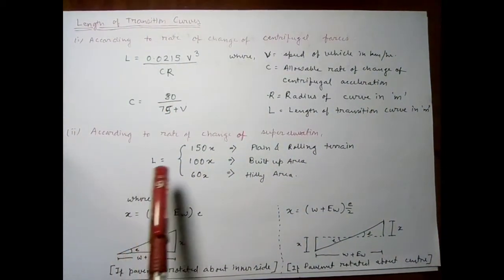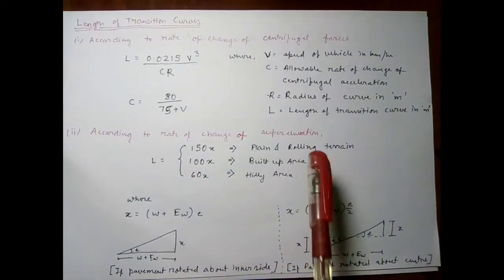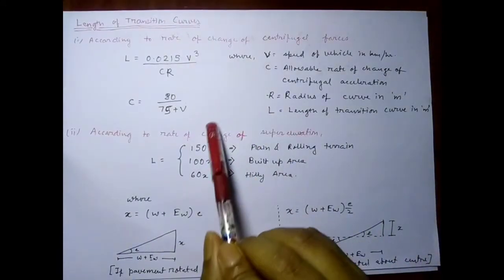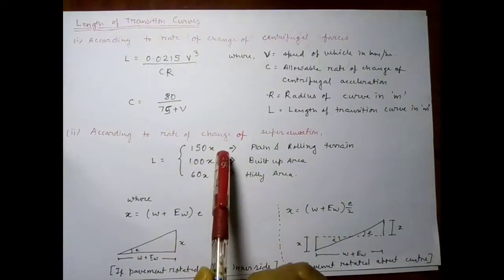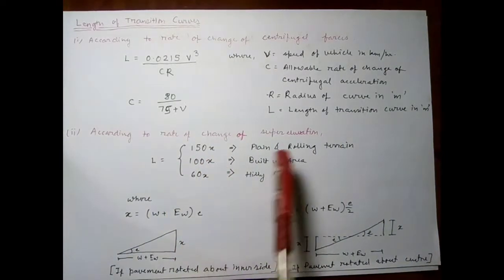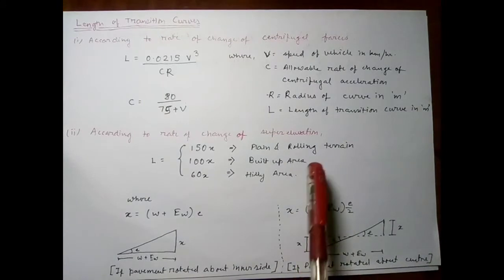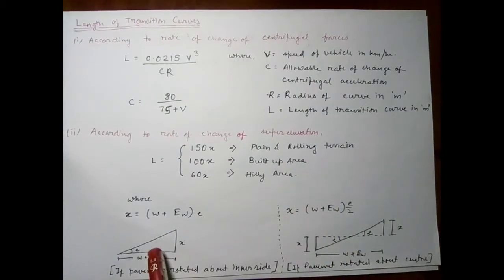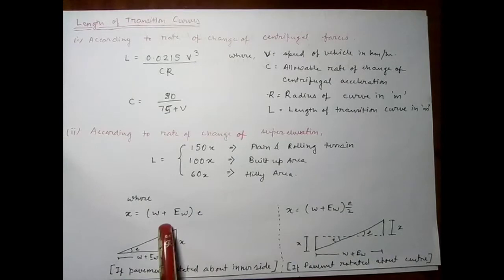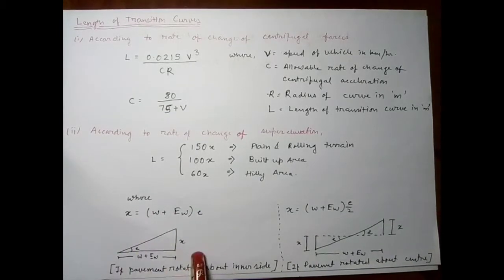Next, the second way is according to the rate of change of super elevation. Now we will take into account the change of super elevation. So L is given by 150x, 100x, 60x for plain and rolling terrain, built up area, or hilly area respectively, where these x values are given by this or this. This formula comes for if pavement is rotated about inner side. Here is the figure. If the pavement is rotated about its inner side, this is the pavement, this is the inner side, and it is rotated about its inner side.